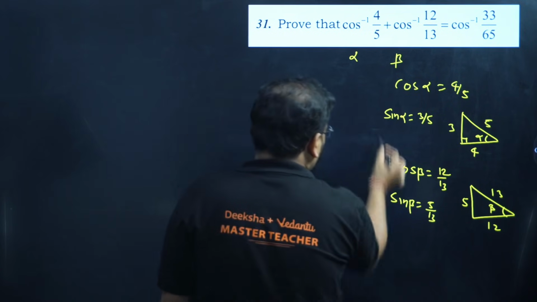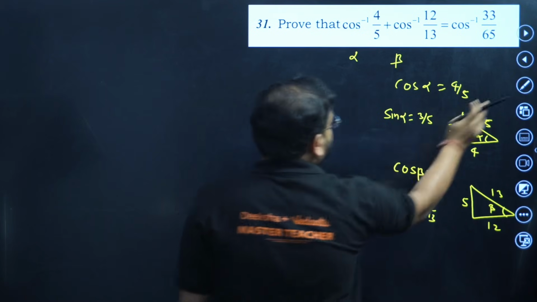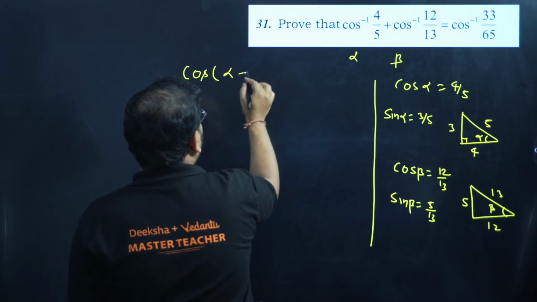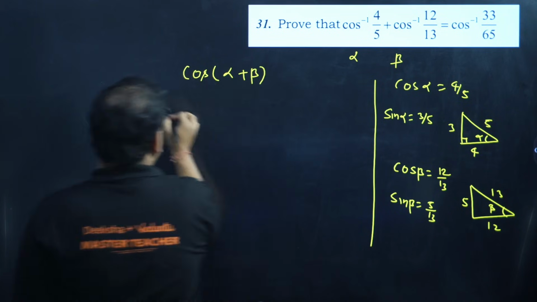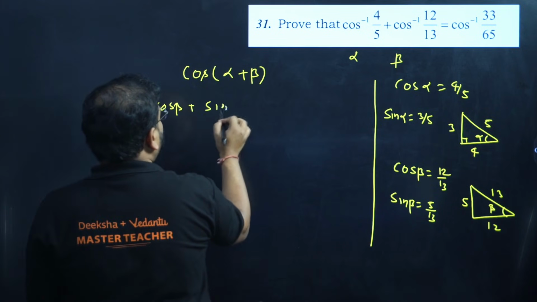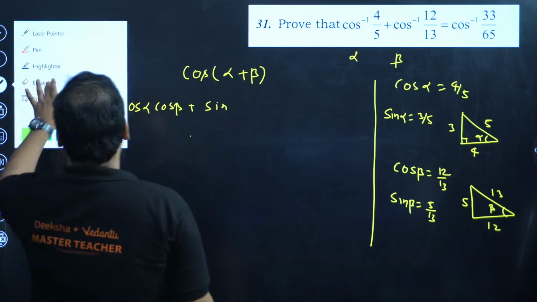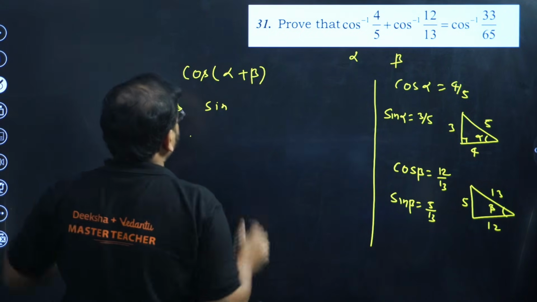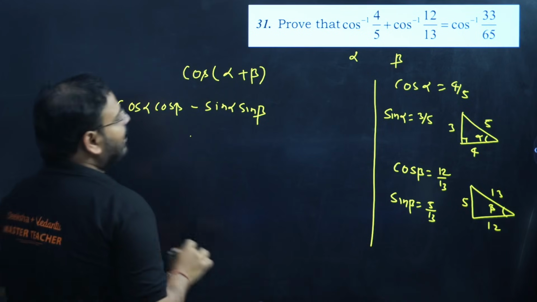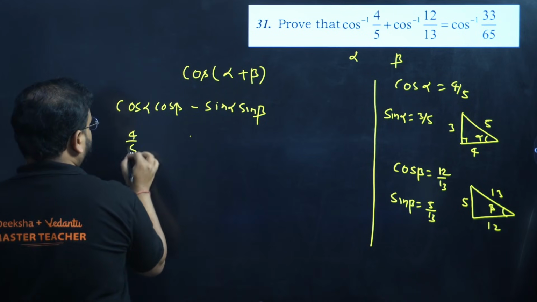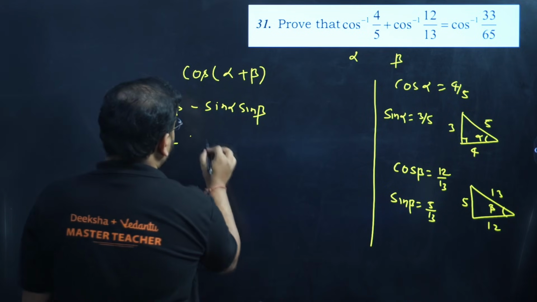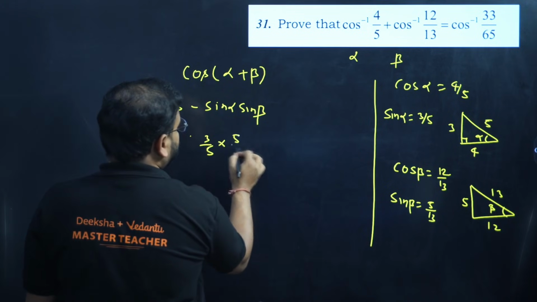Simply use the formula of cos of alpha plus beta. Check this out. This formula is nothing but cos alpha cos beta, minus sign is there, minus sine alpha sine beta, right? What are the values that we have? 4 by 5 into 12 by 13 minus 3 by 5 into 5 by 13.